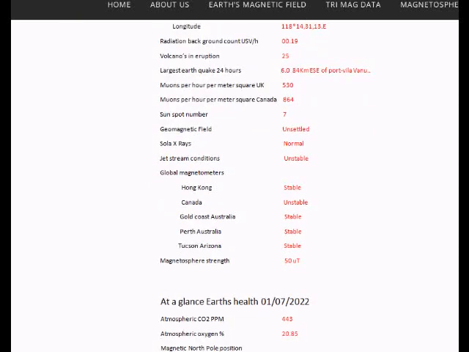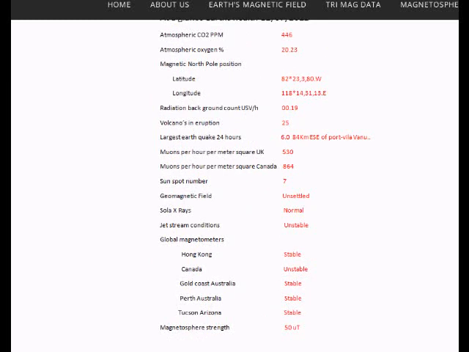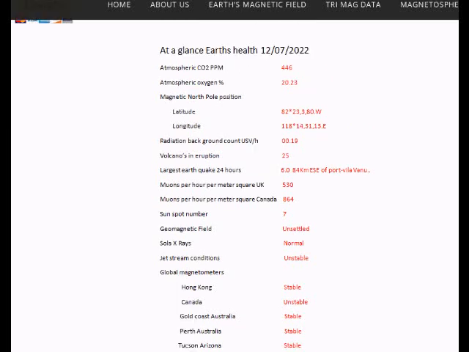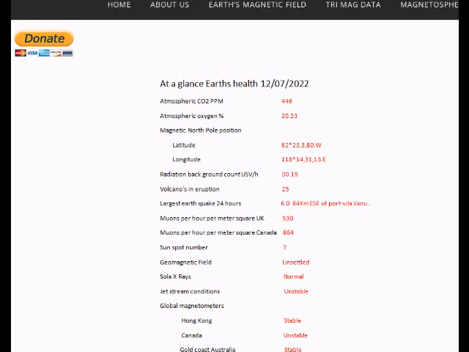Sunspot numbers are on the increase. There are 7 active regions at the moment. As you can see, the geomagnetic field as a result of that is unsettled, and solar X-rays are normal. And of course our jet streams are unstable and have been for a long point in time, and the current magnetosphere strength is, as you can see, 50 microteslas, and that is the Earth Health at a Glance. The only thing I forgot to mention there is that we've got 25 active volcanoes in eruption at the moment. So that's a quick rundown on what's going on with our Earth.